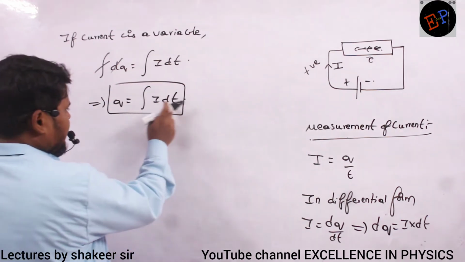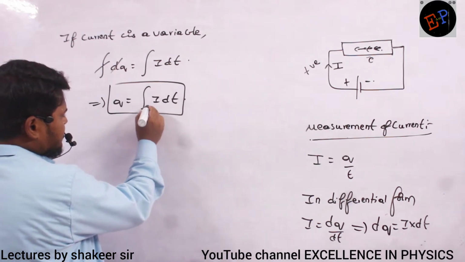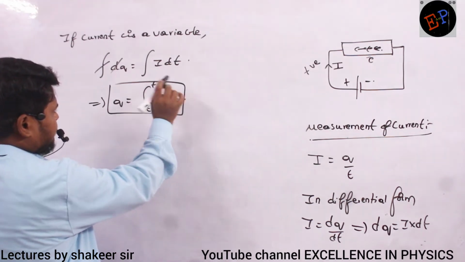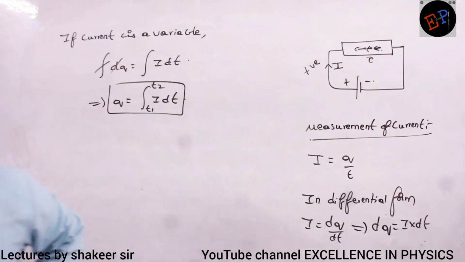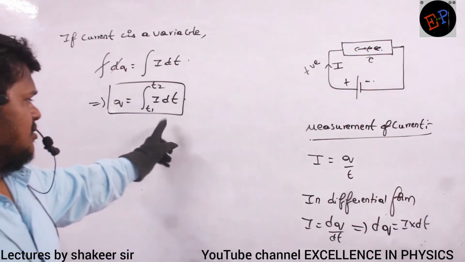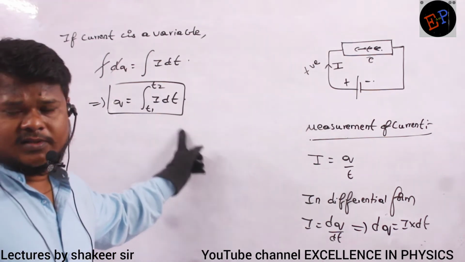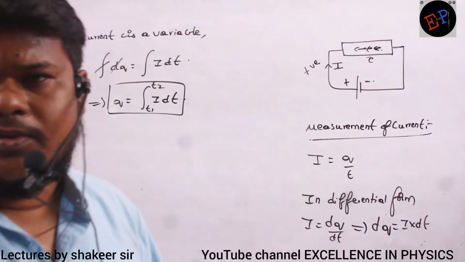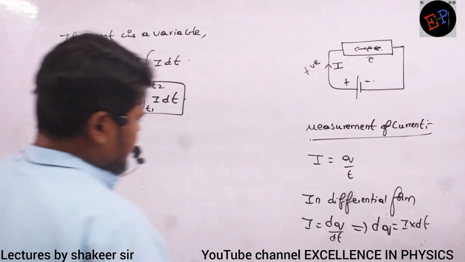And I am integrating with respect to time, so I have to write the limits of time only. So t1 to t2. Are you able to understand? On this particular equation also, questions were asked previously. So try to understand it carefully. Are you able to understand what is happening?